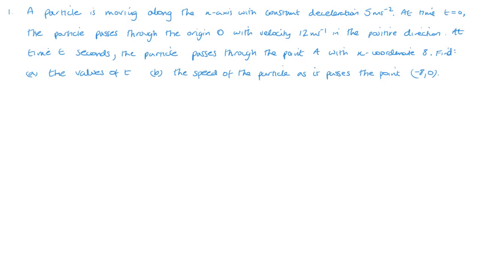So here is the first one. We've got a particle moving along the x-axis with constant deceleration of 5. At time t = 0, the particle passes through the origin O with a velocity of 12. At time t, the particle passes through the point A with x-coordinate 8. Okay, so let's start off by marking down what's going on.